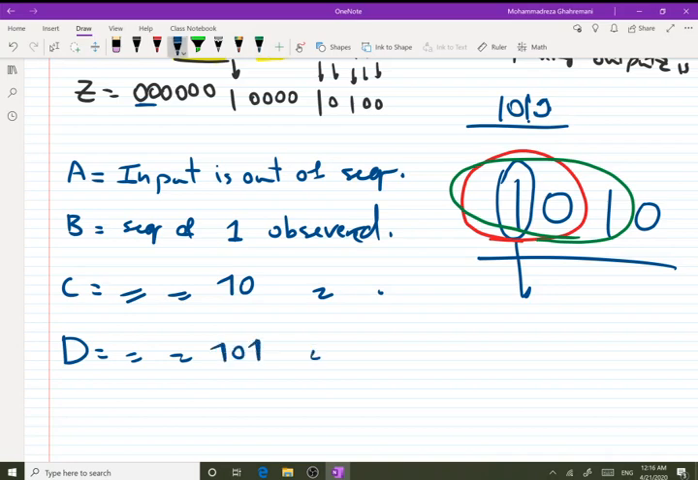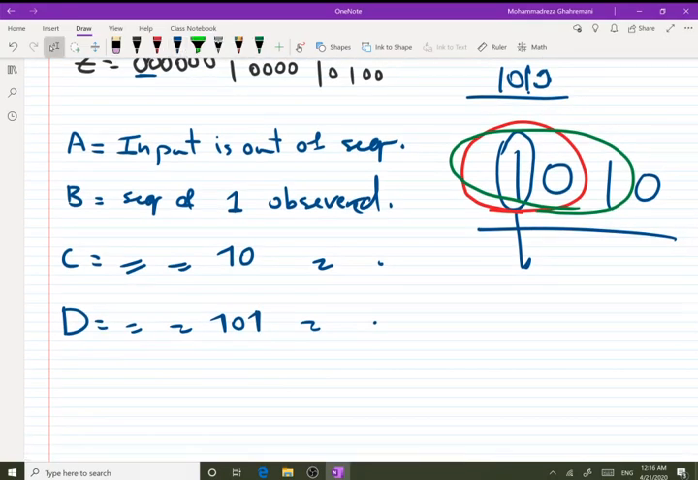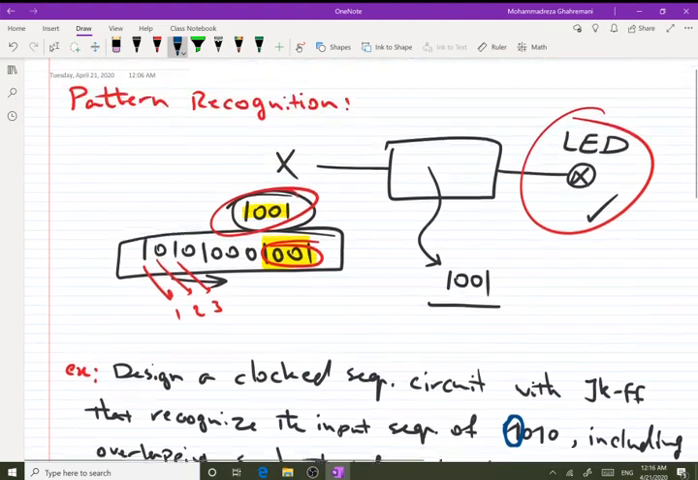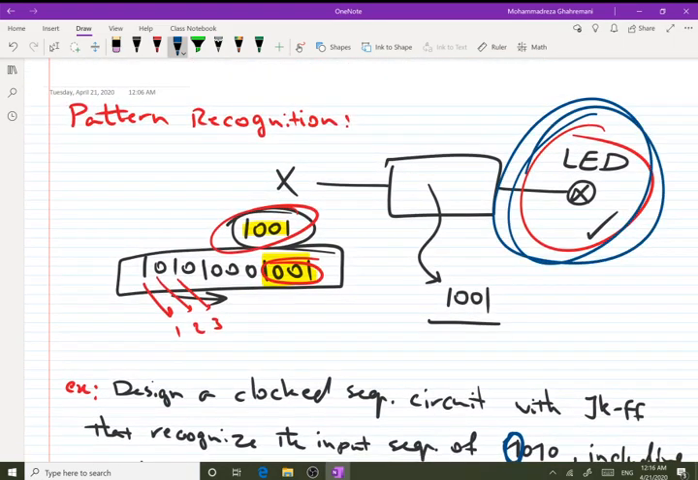For all these states, the output is still equal to 0, because we recognize part of the sequence but not the entire sequence. So still the output of the circuit is 0.